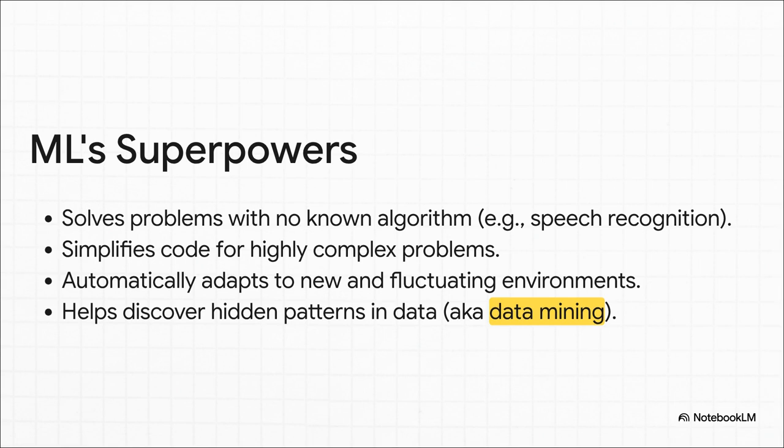But maybe the biggest superpower is this. It helps us find hidden patterns in huge, massive piles of data. We're talking about data mining. This is how scientists find tiny clues in our DNA that point to diseases, or how astronomers sift through petabytes of telescope images to find a whole new type of galaxy. These are patterns a human being could just never ever see.